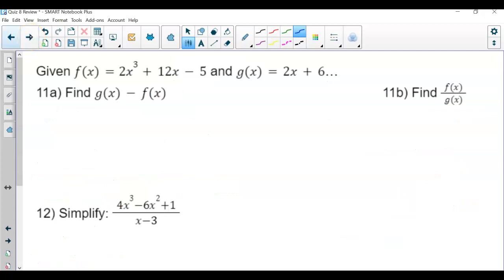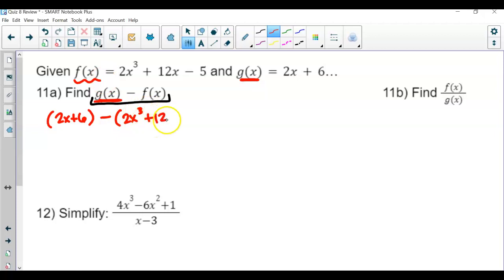Now question number 11, you're using these two functions. So notice how here we are subtracting, but watch the order. So this says g of x. So where's g of x? Right here. So I need to first have 2x plus 6 minus now f of x, which is here. 2x cubed plus 12x minus 5.